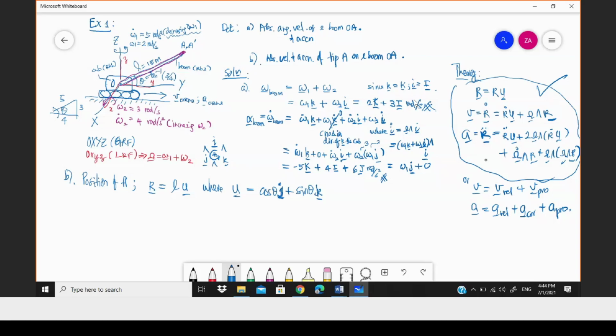Okay, any question for this part? R is simply L U, length L, and then unit vector is U. So if I ask you to show what is the direction, U is along OA. So that is the unit vector U along OA, which is U OA itself.